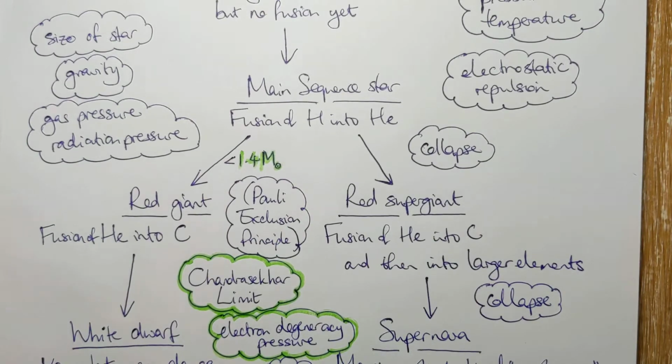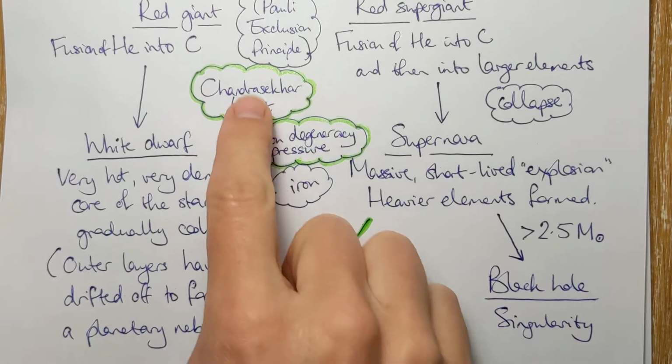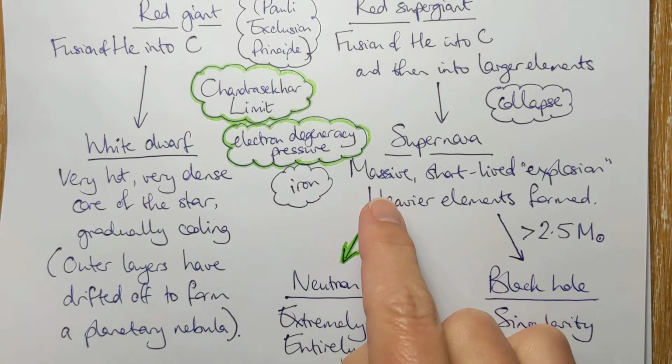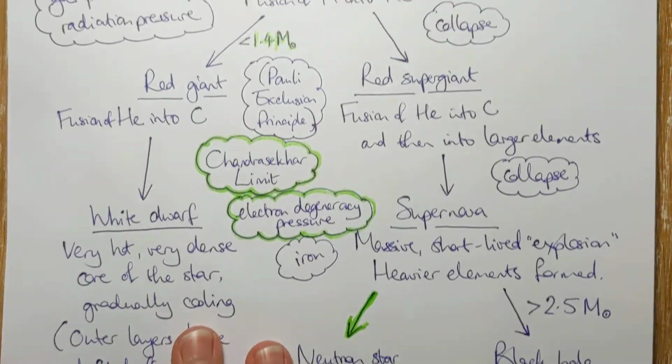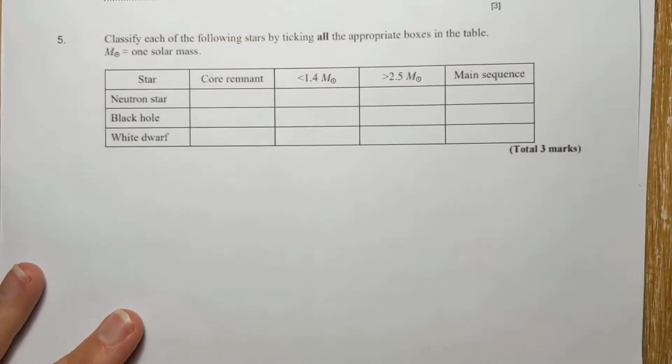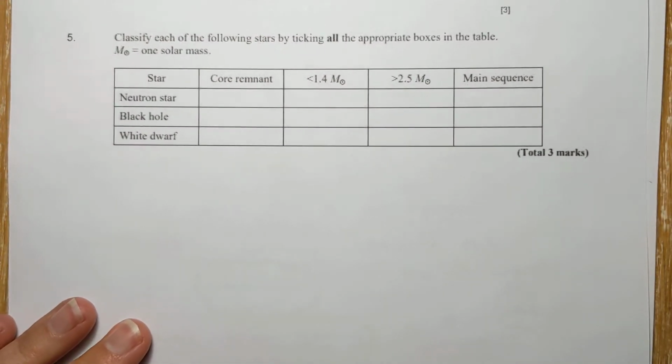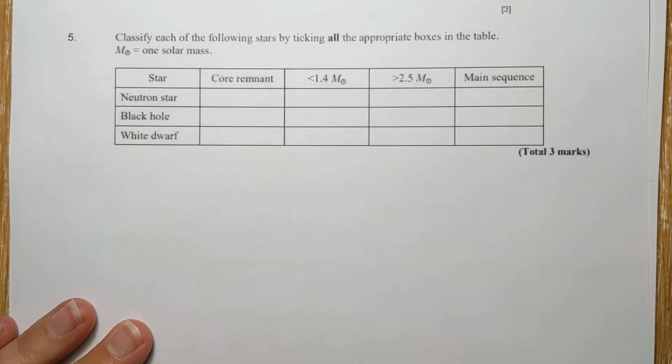Okay, here is a question. The most common questions on this ask you to explain why a star has become a neutron star or why it doesn't become a neutron star. But here's one with a slightly different take. So there's number 5, last question for today.